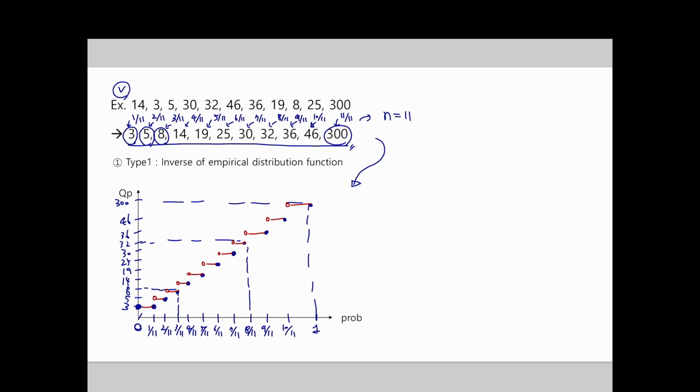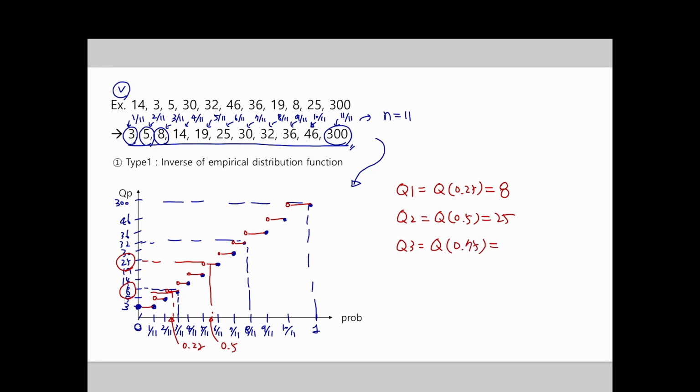So let's find the quartile using type 1. Q1 is Q 0.25, this point is 0.25, and then the quantile value is 8. Okay, the Q2 is Q 0.5, and the corresponding value is 25. Q3 equals Q 0.75, and this is 36. Okay.